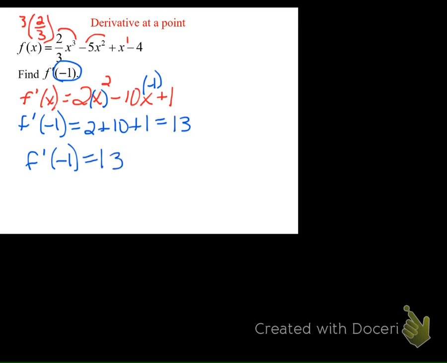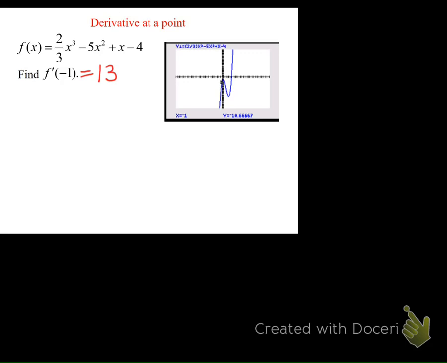But what does it mean? Okay, if we were to graph the original function, hopefully you know that's a cubic. It's like something like that. So what is this? Hopefully you know from the last slide. This is telling me the slope at negative 1 is positive 13. So I have the actual graph for you to summarize it and actually look at the picture.